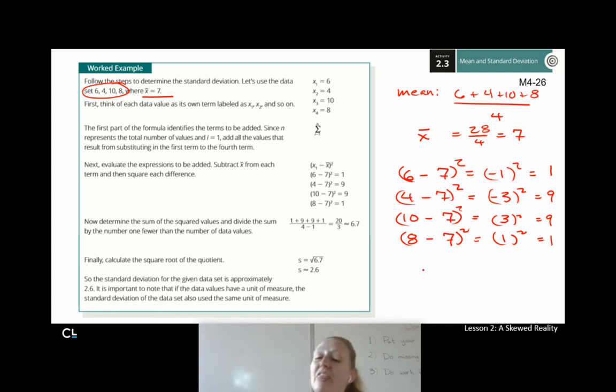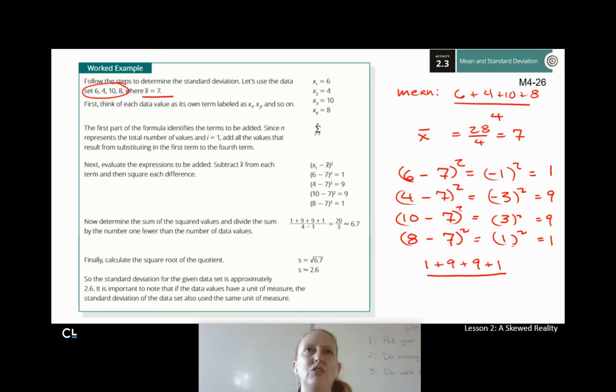All right. The final 2 steps. We're almost there. So we found out that 6 is 1 away, 4 is 3 away, 10 is 3 away, 8 is 1 away. So we're going to square all of them, and then I'm going to add them all together. All these deviations, this is how much they deviate from my mean. I'm going to add them all up, and then I'm going to divide.